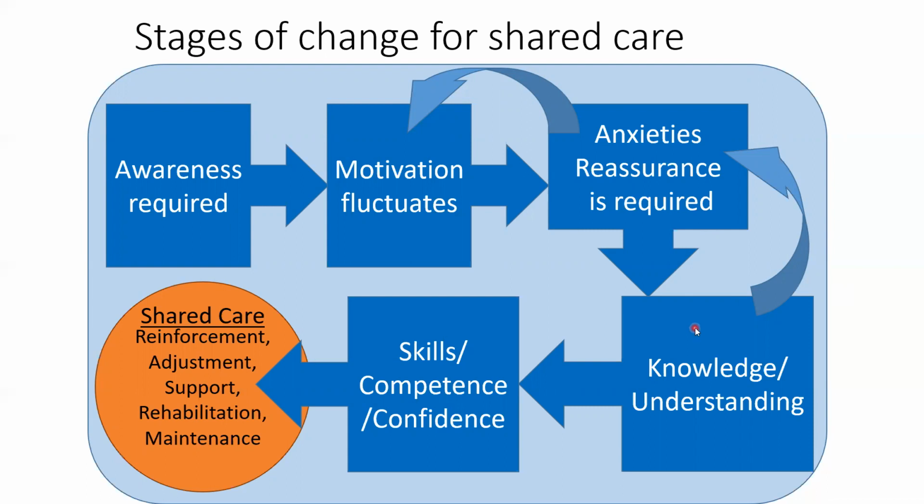So just being aware of what is involved, what's possible, and what they might be capable of doing. And then moving on to development of skills, competence and confidence. And the knowledge and understanding can have a link back to anxieties and also back to motivation. So this is a bit of a circular effect going on there. And the final endpoint here is shared care, which requires reinforcement, adjustment, support, rehabilitation and maintenance.